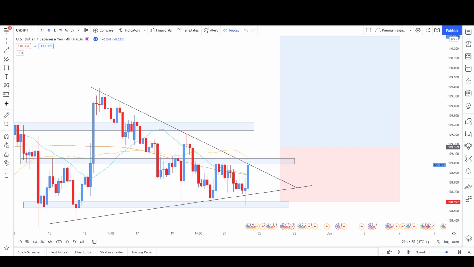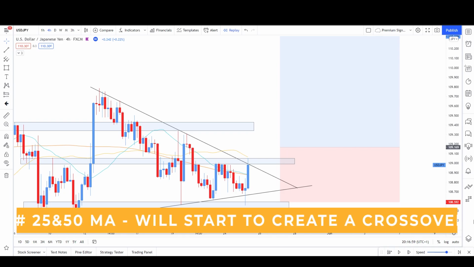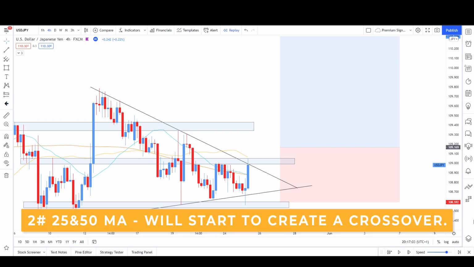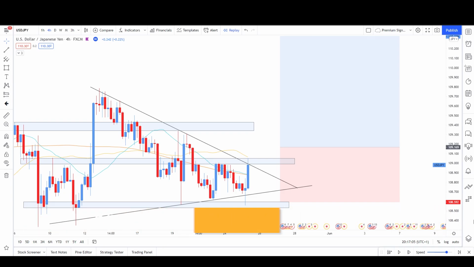And after you sort out the direction of the trend following that 200 moving average, take a look at the 25 and 50 moving averages. This specific duo of moving averages works brilliantly together to show us a potential entry opportunity by creating a crossover.